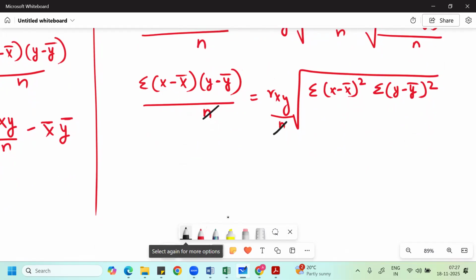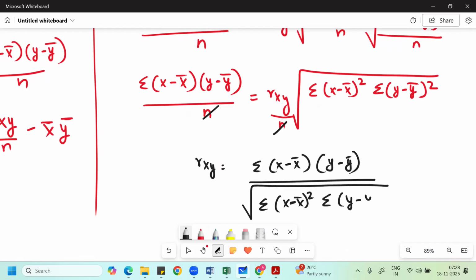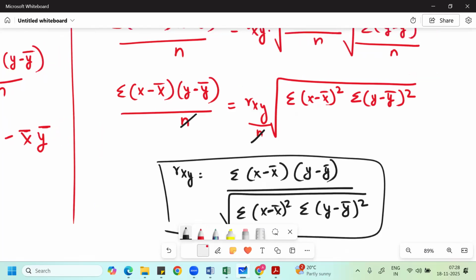So the formula of R, the R of xy, is equal to the summation of (x minus x bar) into (y minus y bar), divided by the square root of the summation of (x minus x bar) whole square into the summation of (y minus y bar) whole square. So this will give you the formula of R. R is the correlation coefficient. This is one formula.